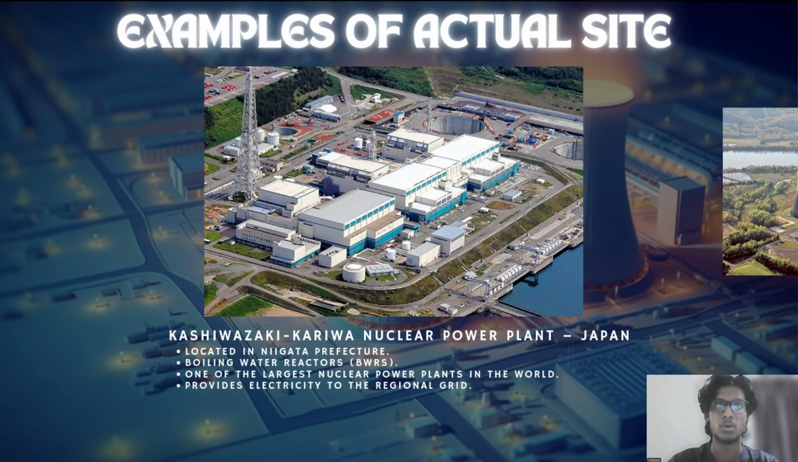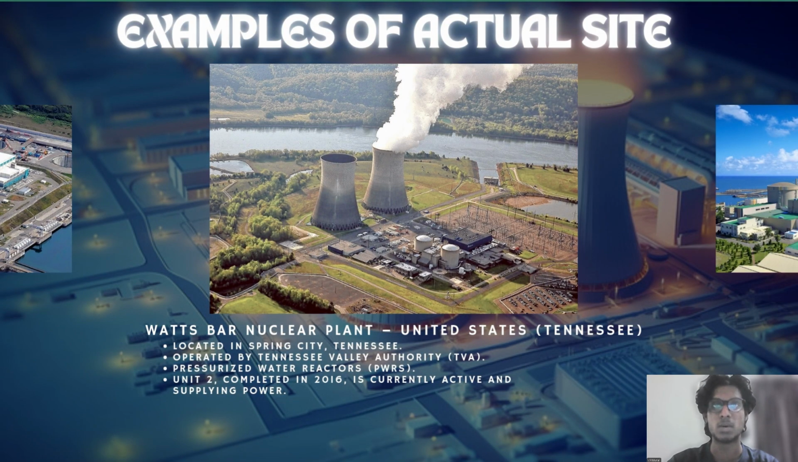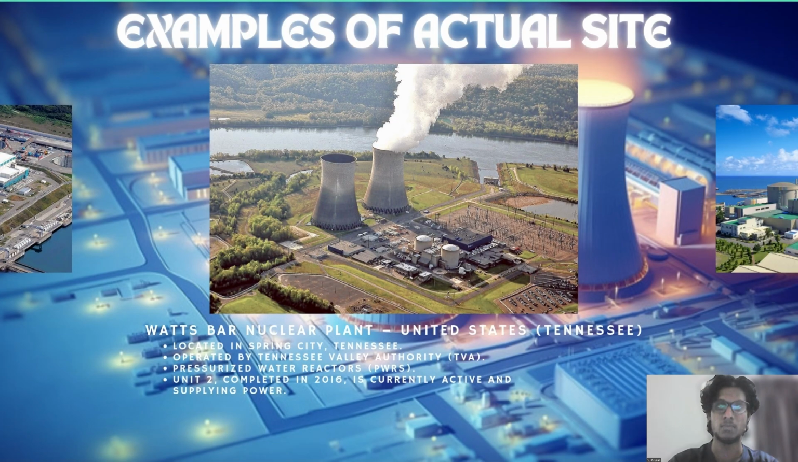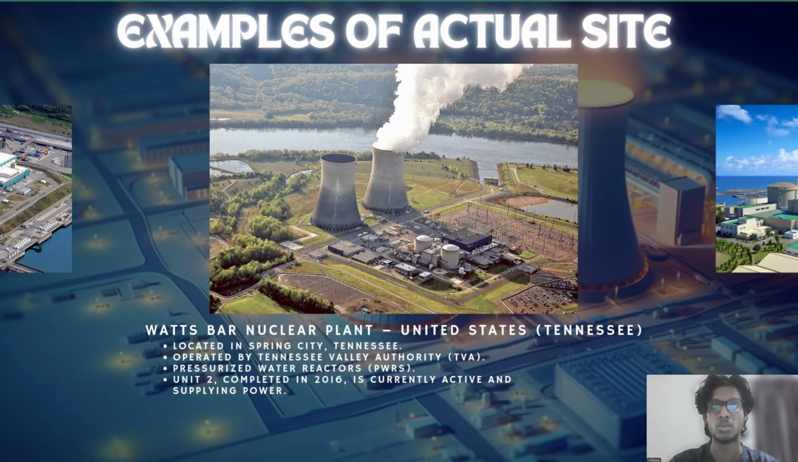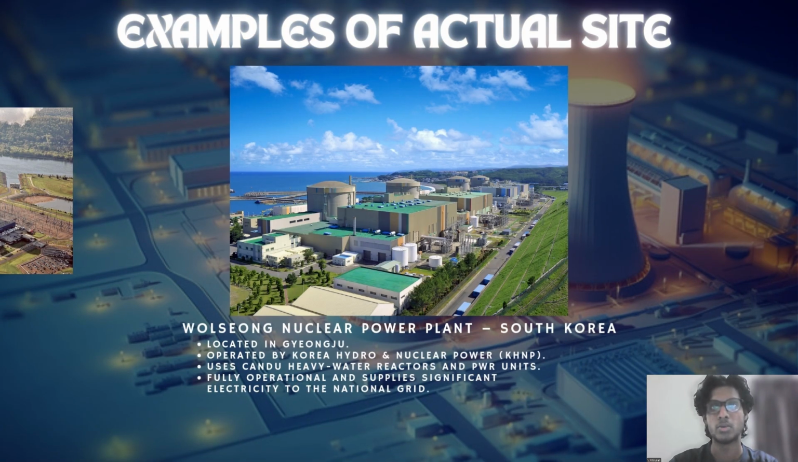Some examples of nuclear power plants that are currently in operation include the Kashiwazaki-Kariwa nuclear power plant in Japan, which uses boiling water reactors and is one of the largest plants in the world, supplying electricity to the regional grid. In the US, the Watts Bar nuclear plant in Spring City uses pressurized water reactors, actively producing electricity for the region. And then in South Korea, we have the Wolseong nuclear power plant, operated by Korea Hydro and Nuclear Power, which uses CANDU heavy water reactors and is fully operational, providing a significant portion of the country's electricity.